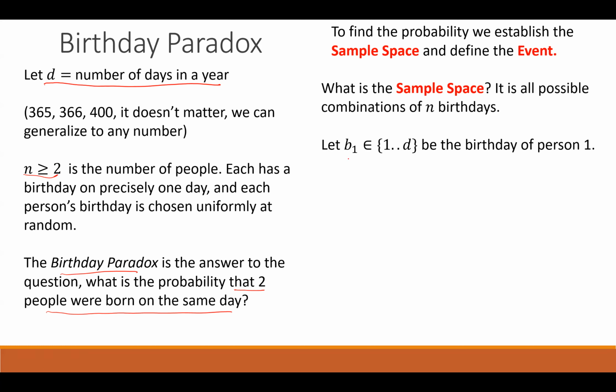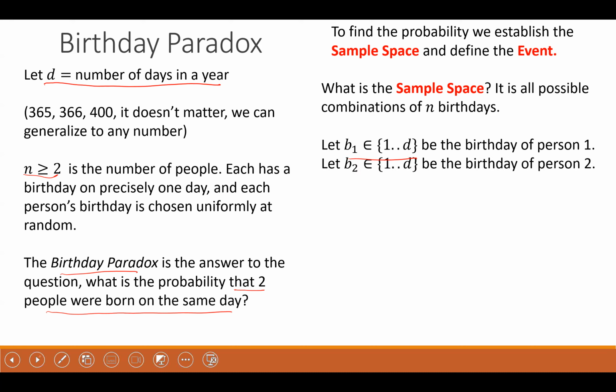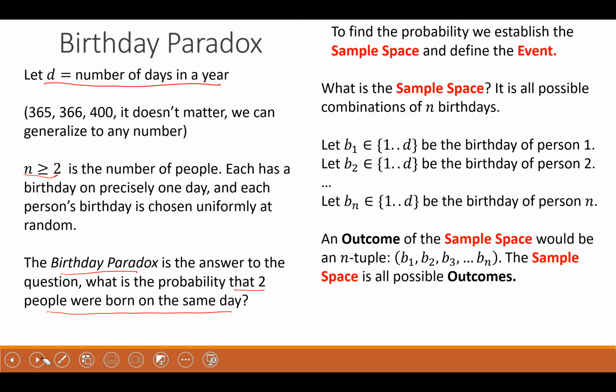So B1 is a number from 1 through D, which is the birthday of person 1. I should go back and fix these slides. B2 is a number 1 through D, the birthday of person 2, and all the way up to Bn. So I have n numbers. Each of them is a value 1 through D. I can write them as a tuple. I can write them as a string. These are similar to my dice. It's just a collection of values, a sequence of values. In this case, I have n values, and each of them has a value 1 through D.